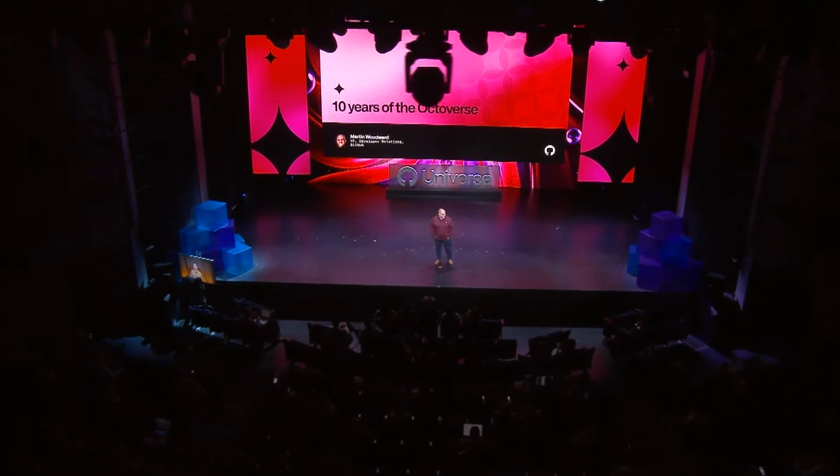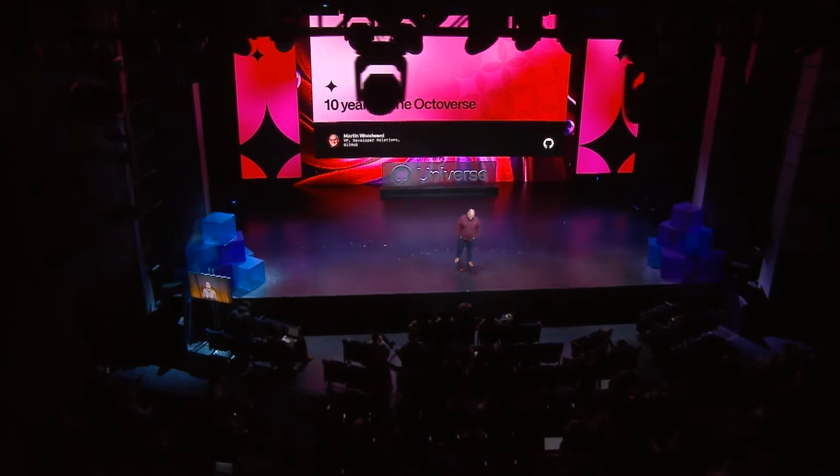Wow, has it started raining outside? That's a lot more people than I was expecting for the last one of the conference.